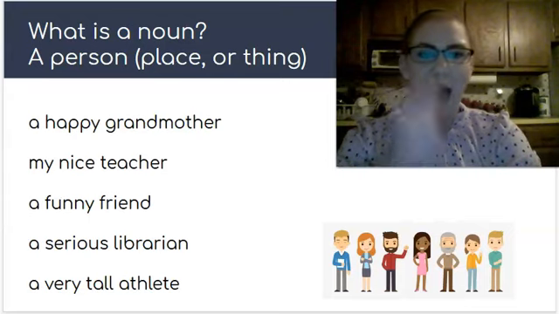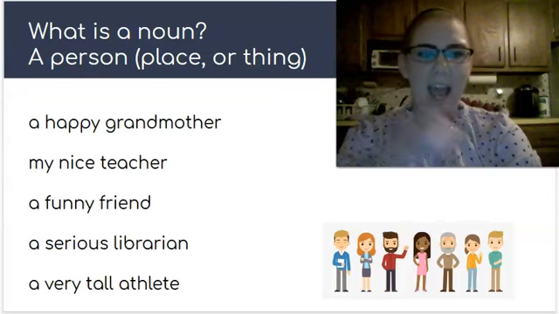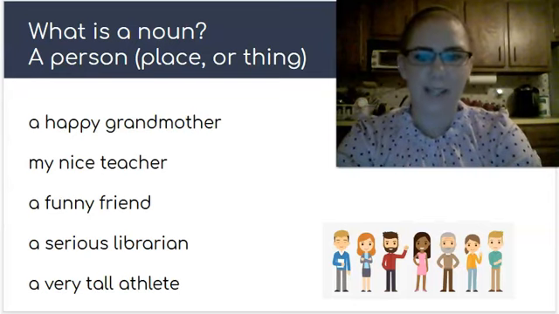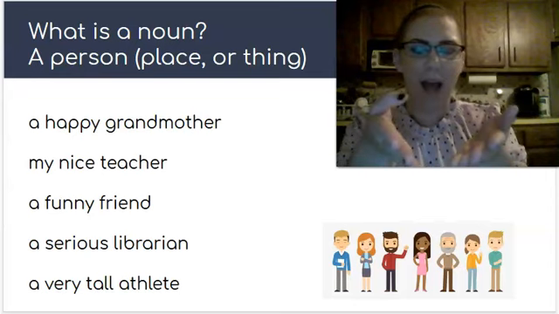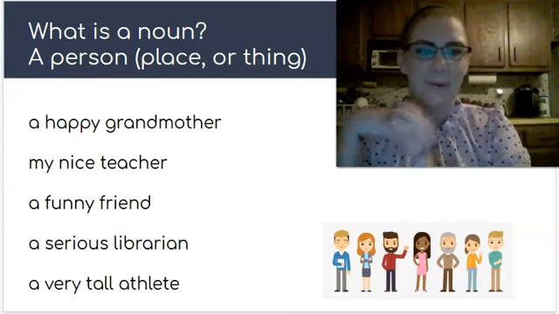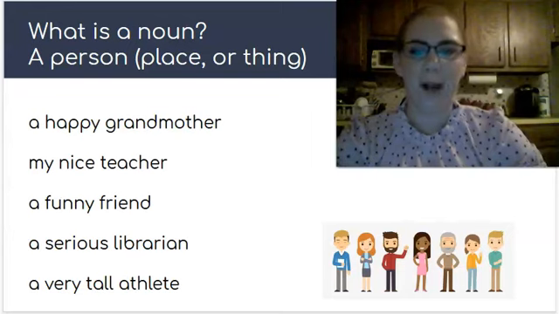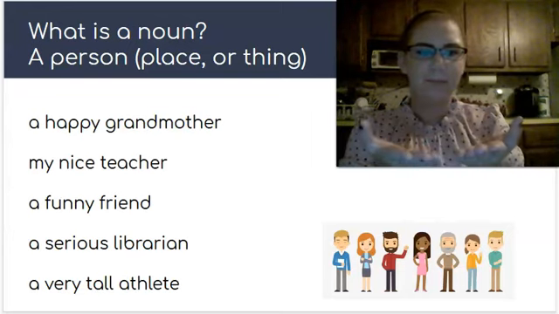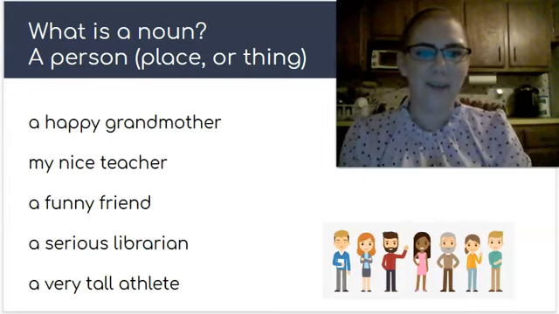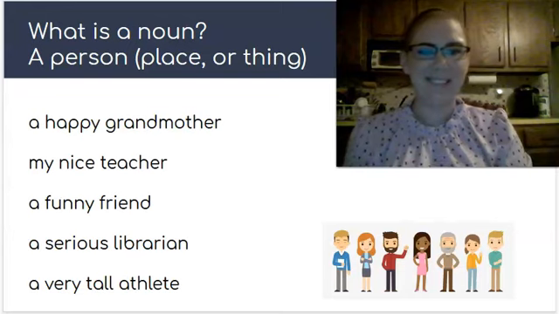I'm going to say 5 different phrases, and one of the words in each phrase is a noun or a person. After I say the phrase, I'm going to point to you and I want you to shout out the word that is the noun. Number 1, a happy grandmother. If you said grandmother, great job.